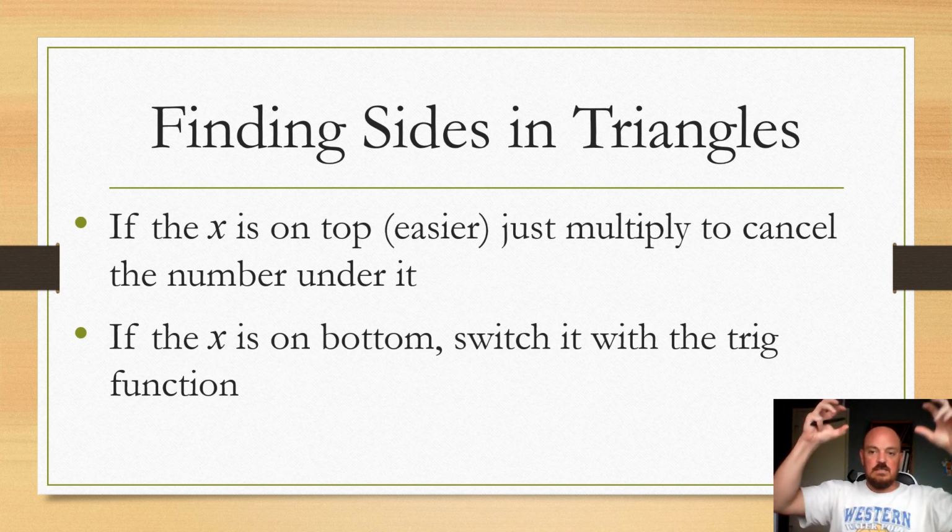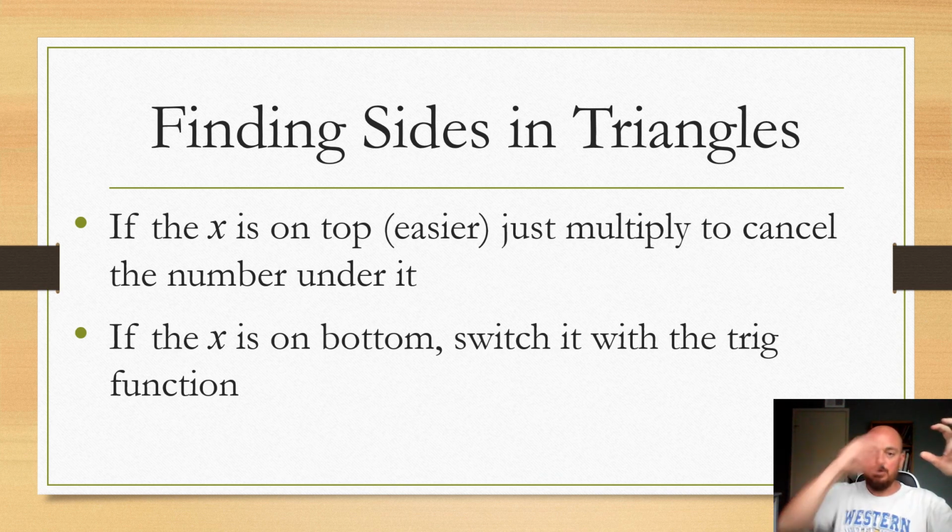Now, if the x is on the bottom of the fraction, what you do is you switch it with the trig function. Just take the x from the bottom, put it over here, take the sine or cosine or tangent, whatever it is, and put it where the x was. And then you're done in one step instead of two.